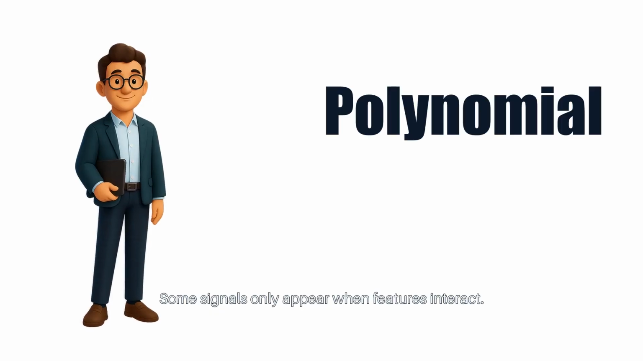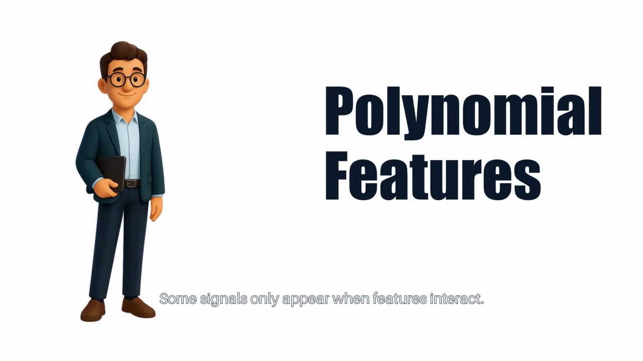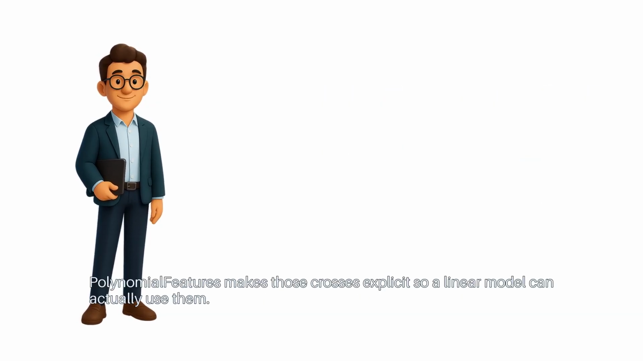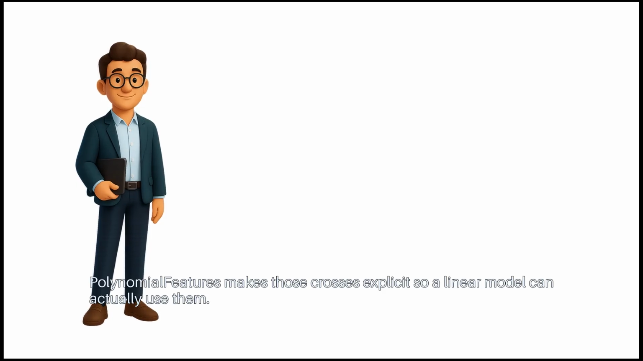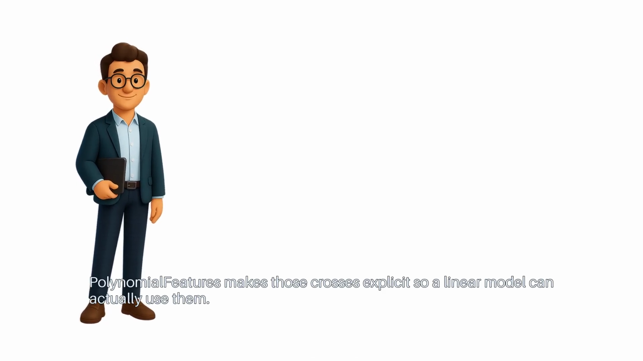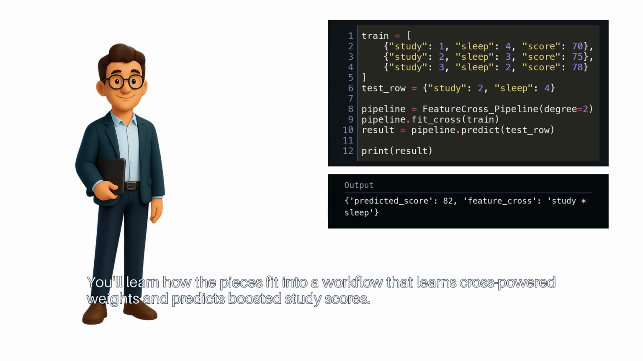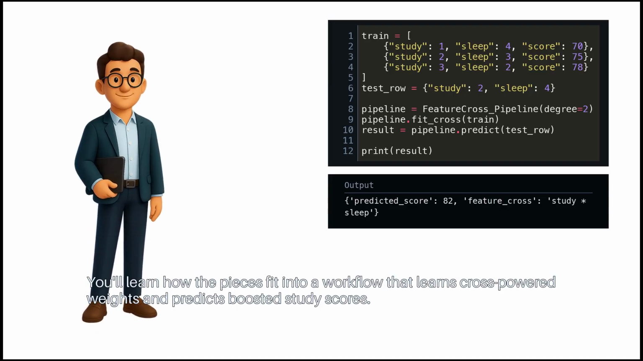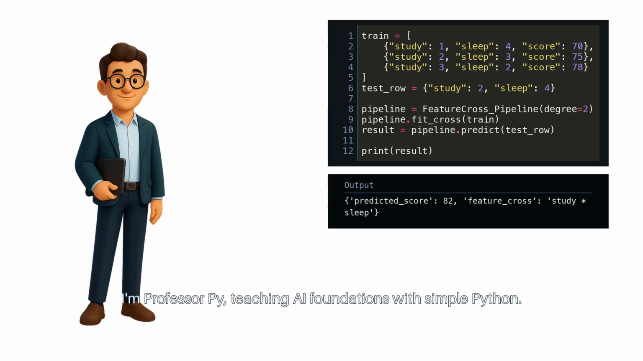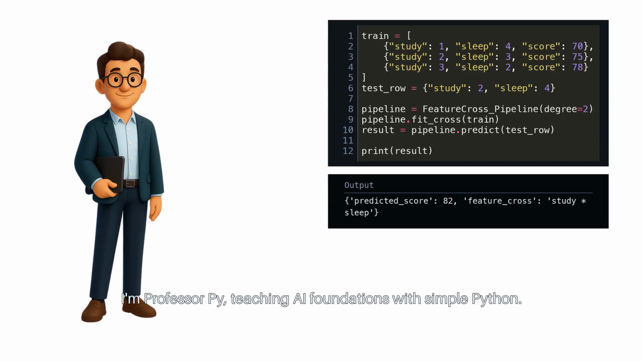Some signals only appear when features interact. Polynomial features makes those crosses explicit, so a linear model can actually use them. You'll learn how the pieces fit into a workflow that learns cross-powered weights and predicts boosted study scores. I'm Professor Pi, teaching AI foundations with simple Python.